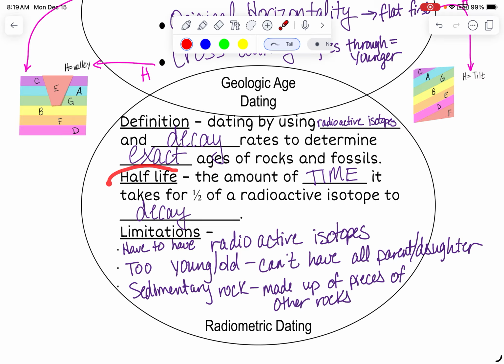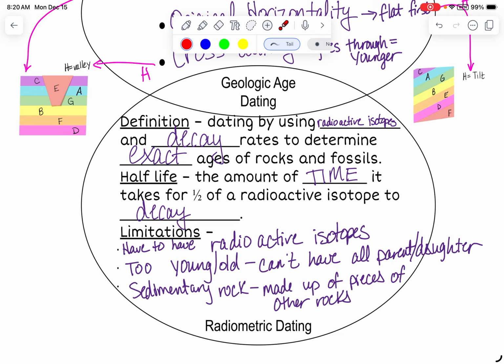It works because the half-life of a substance always follows that same graph shape that we saw when we played with Skittles. And so the half-life is the amount of time, being the key word, it takes for half of a radioactive isotope to decay. And reminder, decay is when it pushes out those protons and neutrons to become a stable atom.